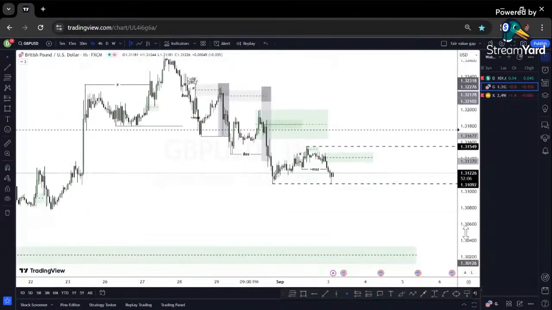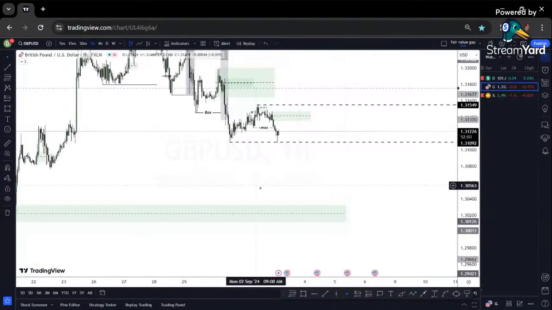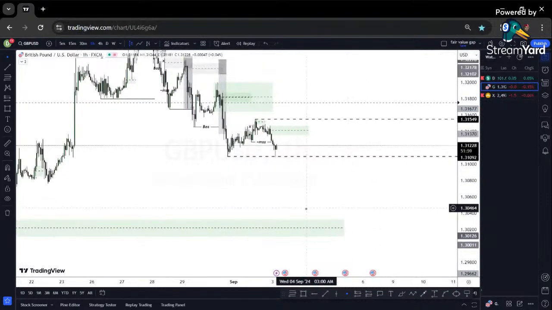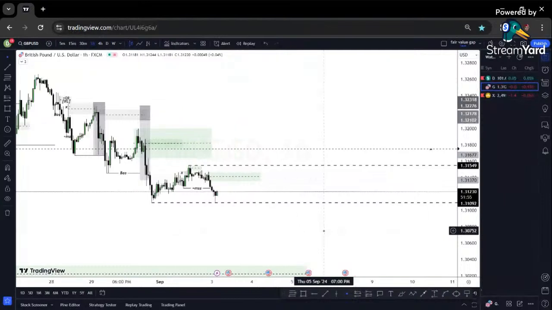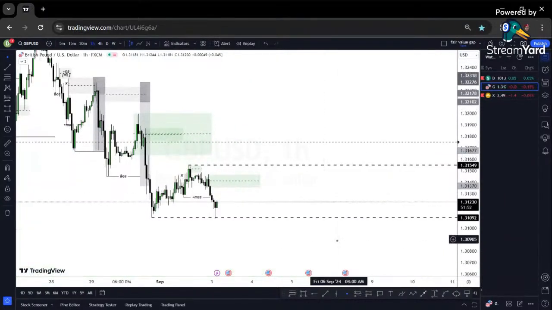Now this is the POI I'm looking out for, which is 3400. I'm expecting that the market will get to 3400. That is what I'm expecting for GU.